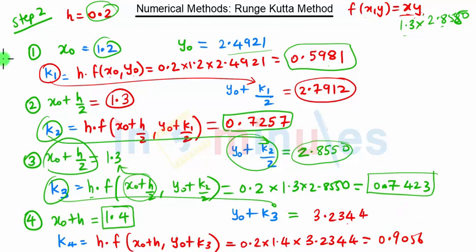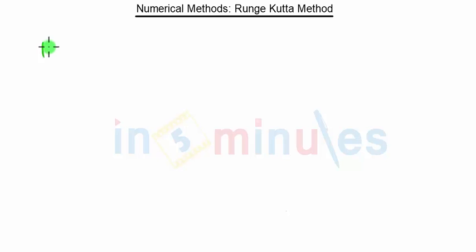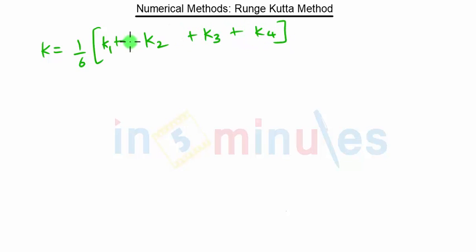So we got the value of k1, we got the value of k2, we got the value of k3, and this is our k4. After this, we will calculate the entire k. So k will be 1 by 6 into k1 plus 2 k2 plus 2 k3 plus k4. So if we substitute all the values of k from the second step, we will get this value as 0.7400. So this is our k.